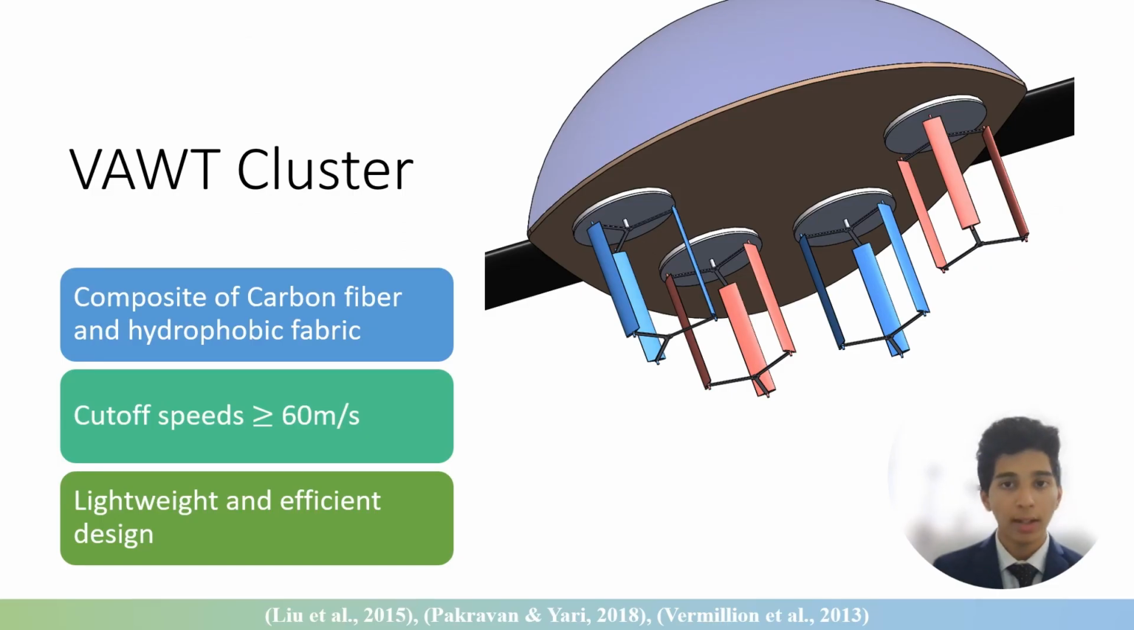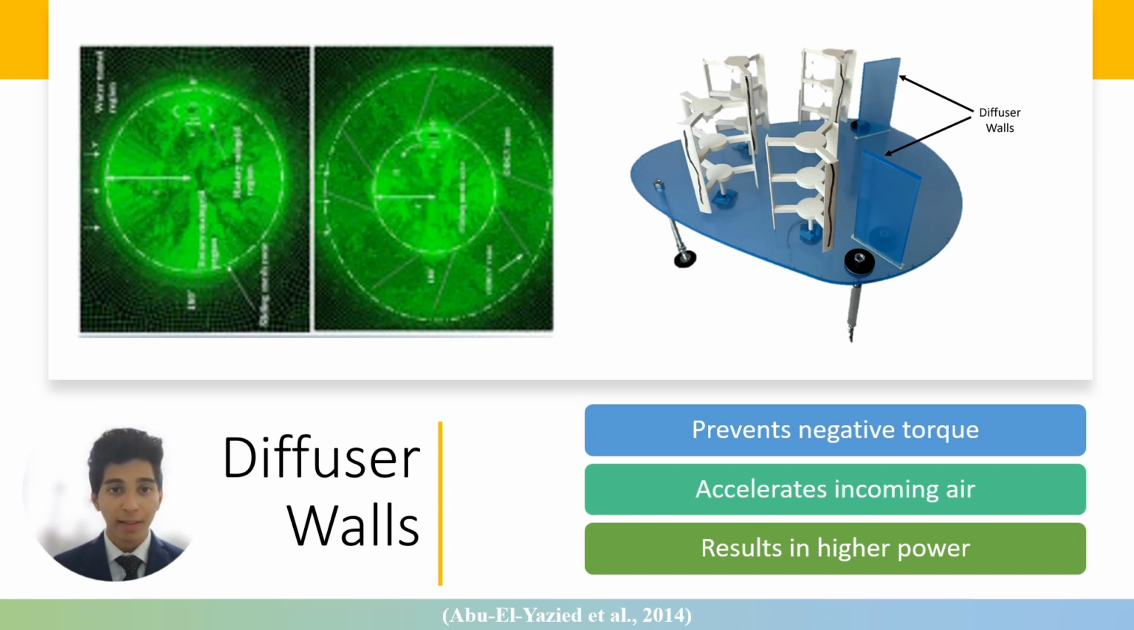The key innovation in SkyWindFarm is the VAWT cluster, comprised of four three-bladed counter-rotating H-rotor wind turbines made using carbon fiber and hydrophobic fabric composites. The choice of material ensures that the turbine operates at high wind speeds of up to 60 meters per second while only weighing 300 kilograms. A key challenge for traditional VAWTs is the negative torque during the airfoil's return revolution. SkyWindFarm addresses this with a diffuser-augmented arrangement that prevents air from hitting the blades at negative angles and accelerates air at positive angles, enhancing power output.